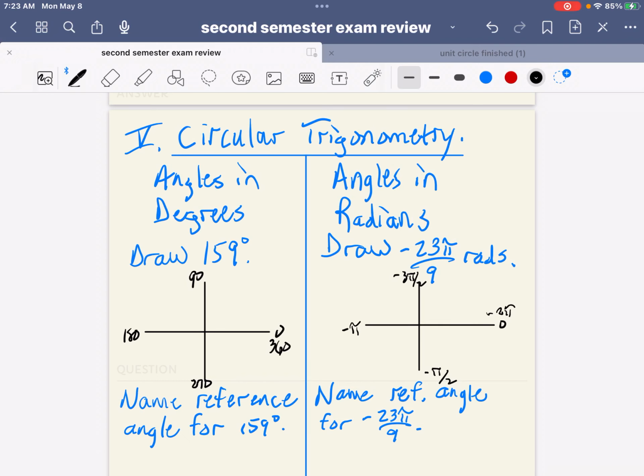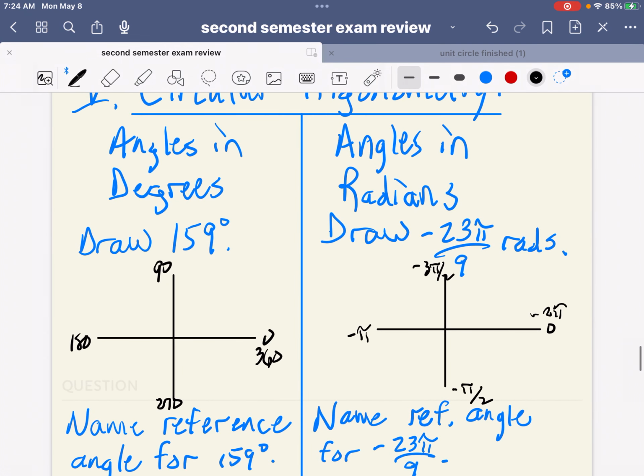with our Algebra 2 exam review. After all of the triangle review, we went over to circular trigonometry. The first thing we learned to do was to draw circular angles, angles that couldn't be contained in a triangle, positive or negative angles. So, for example, on the screen, draw 159 degrees.